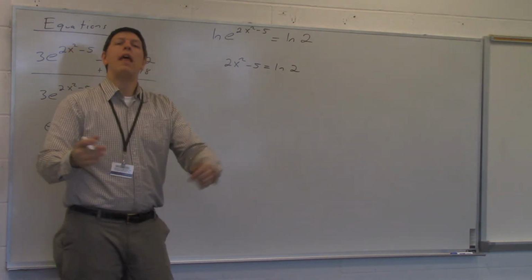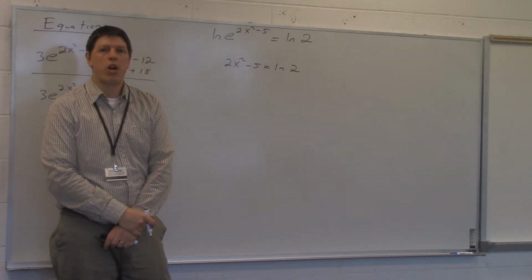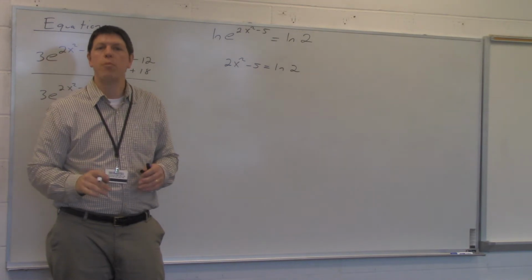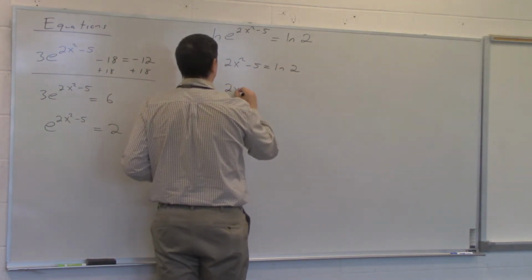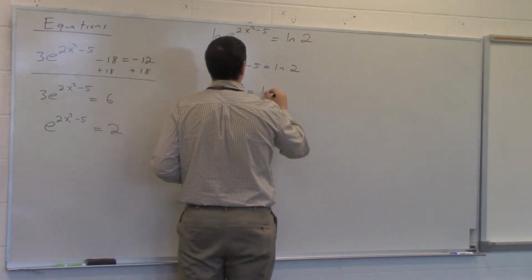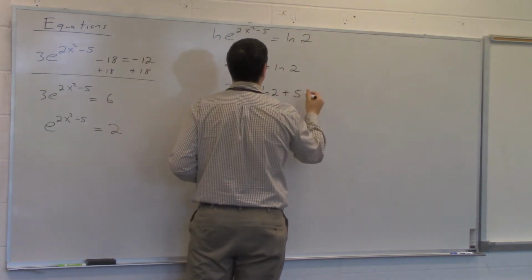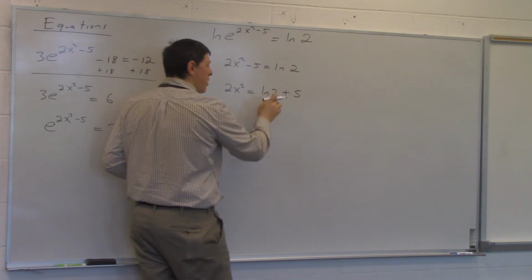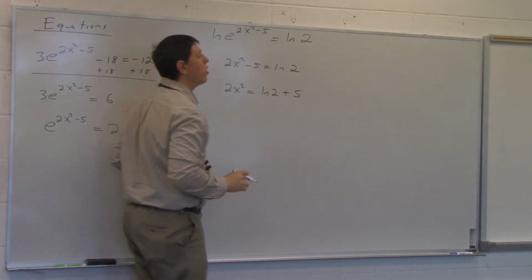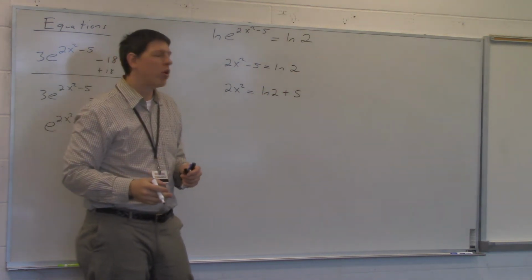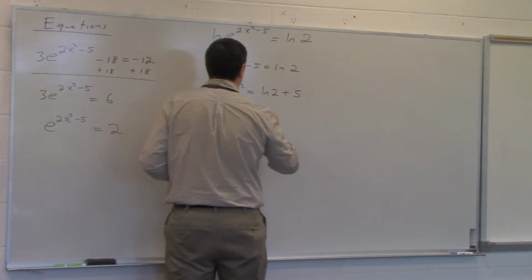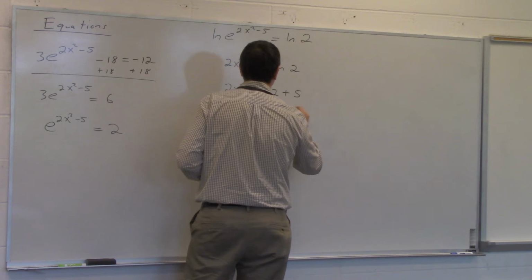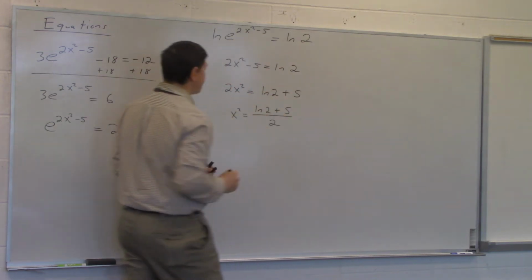From here, now it's just a regular old quadratic type of equation. We don't need the quadratic formula, we just solve it out. I'm going to add 5 to both sides: ln 2 plus 5. Okay? Now you don't make this 7, because order of operations says you would do ln 2 first. So it's not ln of 7. You divide by 2. So I get ln 2 plus 5 divided by 2.